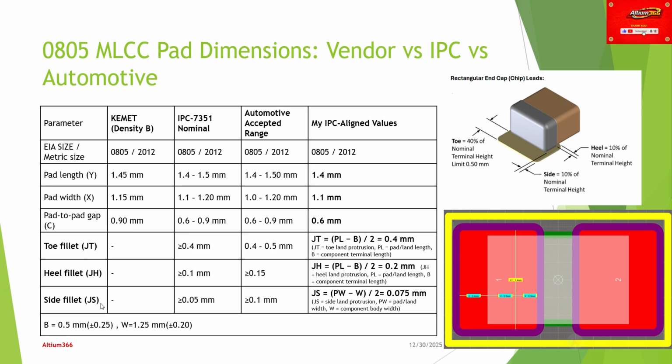And apart from that, I always recommend that these three parameters are very important whenever you create a footprint, not only for the capacitor but any kind of component, which is toe fillet, heel fillet, and side fillet. I have already made a video on that. You can watch it. Then IPC 7351 nominal value. These are the nominal values recommended. Then automotive accepted range, and the value which I'm going to use for pad length is 1.4, which you can also see here.